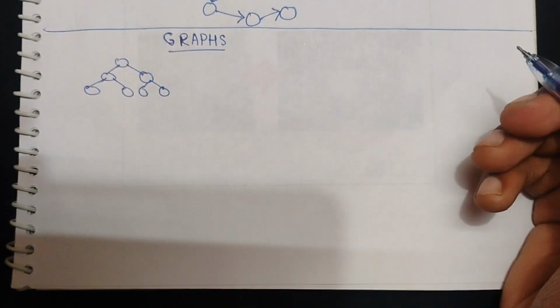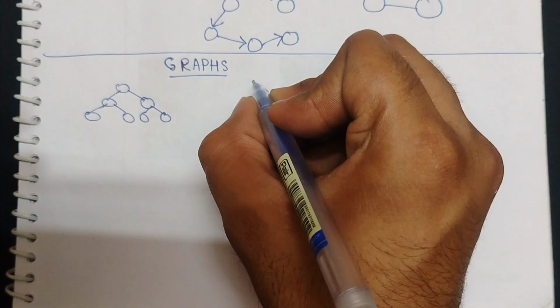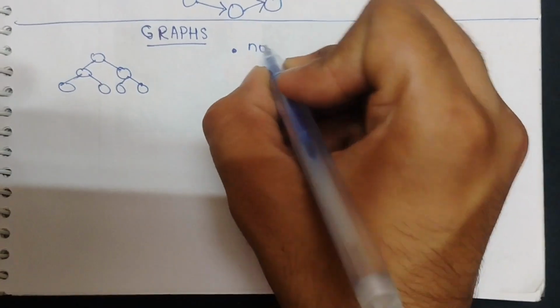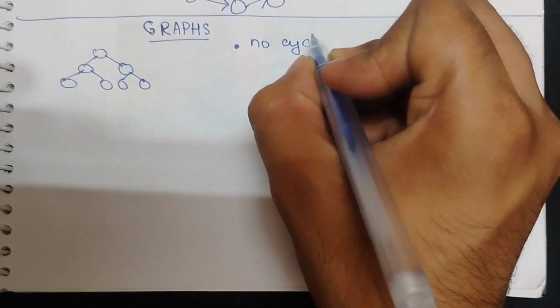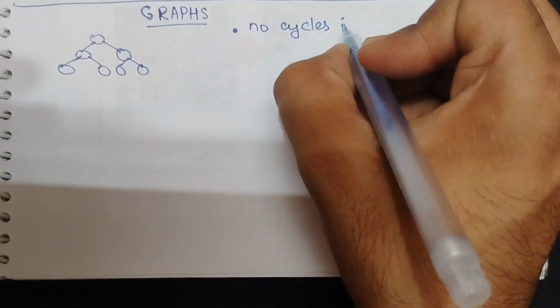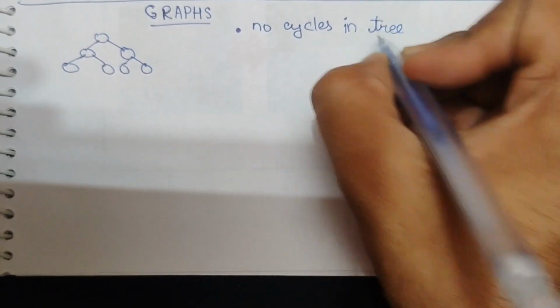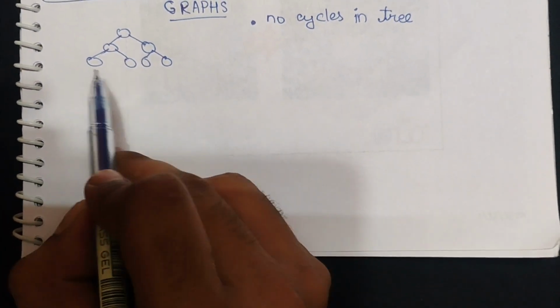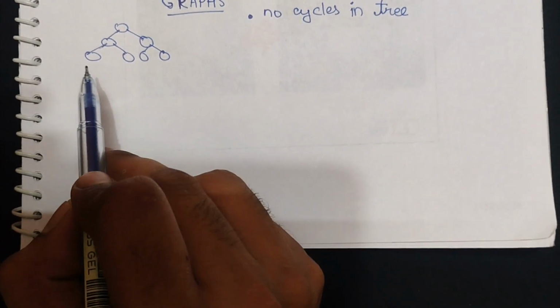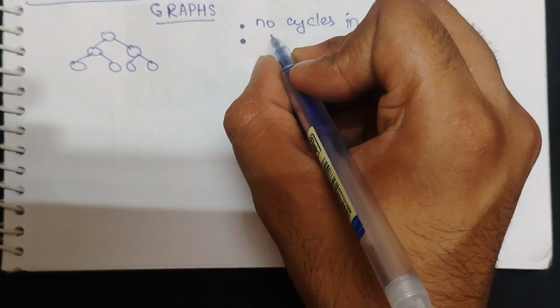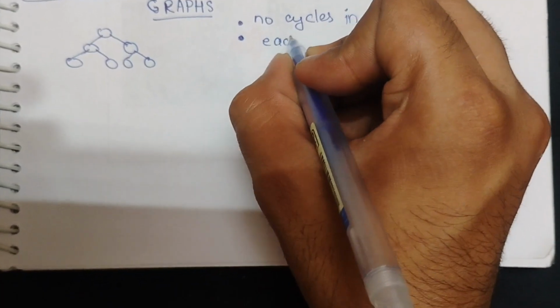So it is a binary tree, we can see. I'll write some characteristics of this tree. In this tree there are no cycles. We can see that there are no cycles here, and there will never be a cycle in a tree.